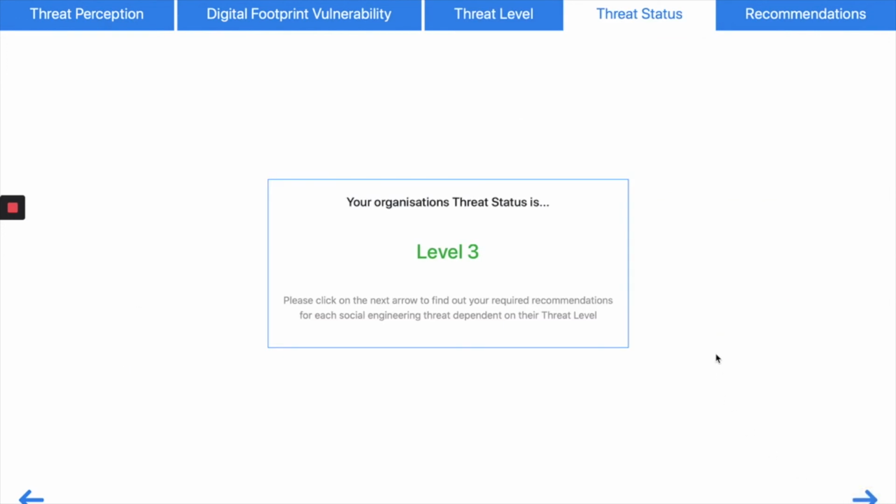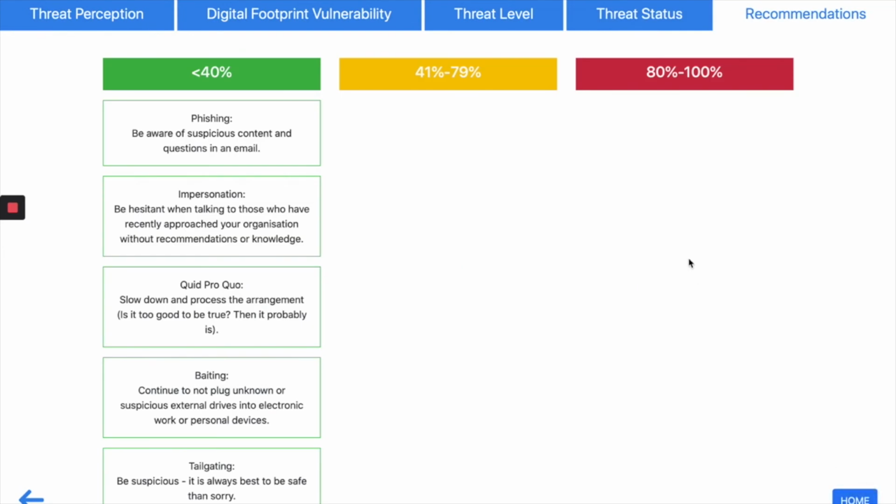So click on next, and this shows their actual threat status, which actually matches up to their original threat perception where they thought they were safe, they thought they were at the highest, and this is true. This has matched up to where they think they are. And then here shows the recommendations for the organisation, as they do not have that many to implement at the minute because they are really quite safe, they are doing all the right things at the moment to help them with staying secure and staying safe from their social engineering threats.